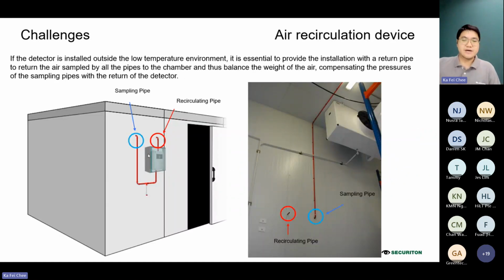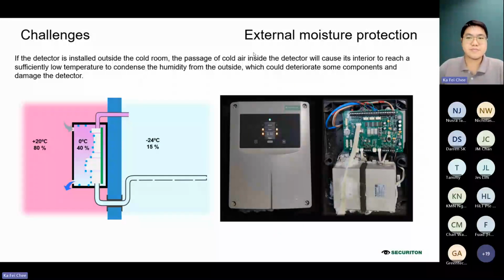Okay, then for ASD system, if you put them outside, you must have the recirculating pipe available. Okay, and we do not recommend this because you will introduce more penetration to the insulation wall, and it requires a specific method to patch up the insulating wall.